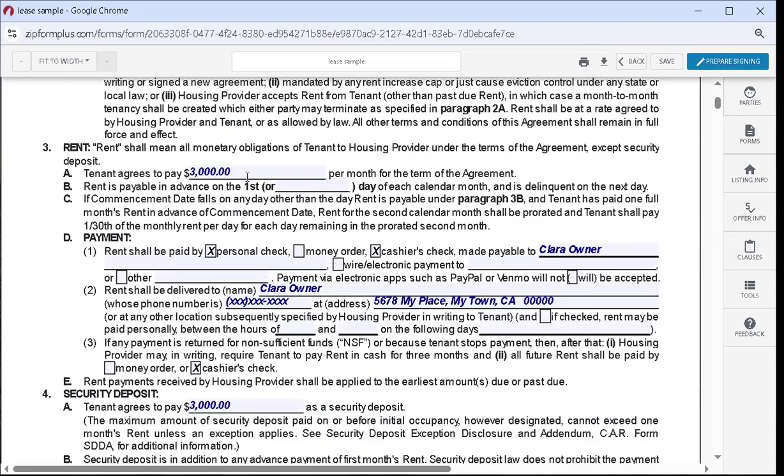So the tenant is agreeing to pay $3,000 a month. I'm not going to amend this. Rent will be due and payable on the first day of each month, or if the housing provider wanted it amended, they could.